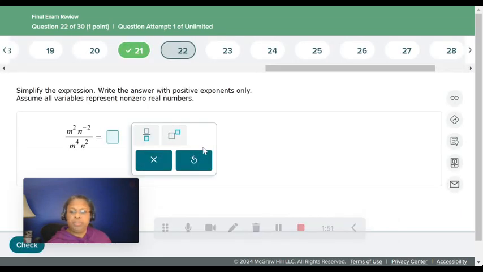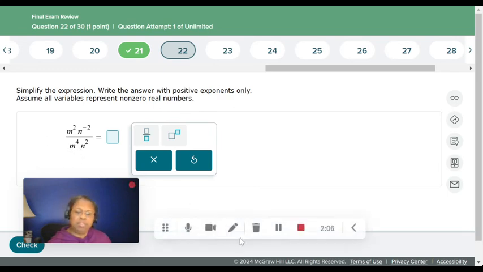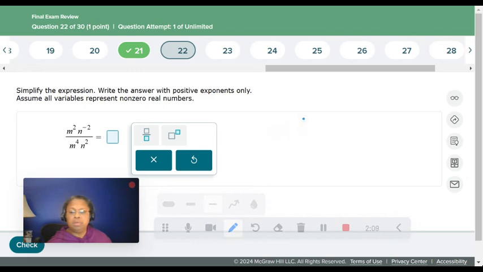Number 22, simplify the expression. Write the answer with positive exponents only. Assume all variables represent non-zero real numbers. That means we won't have 0 in the denominator. So we have m squared times n to the -2 divided by m to the 4th times n squared. So let's combine.